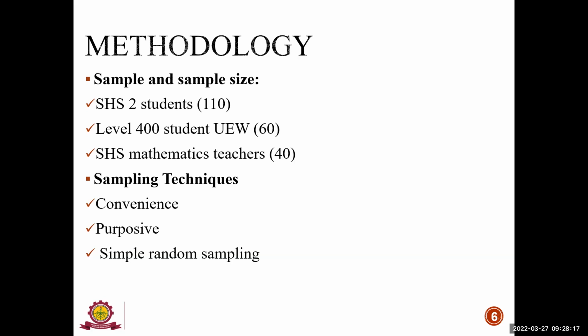The sampling technique involved convenience, purposive, and simple random sampling. The convenience sampling was used in selecting the schools. The purposive sampling was used in selecting the mathematics teachers and the teacher education students. And simple random sampling was employed in selecting the student participants in the study.